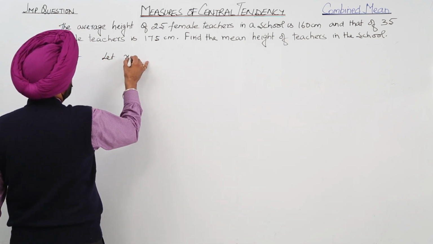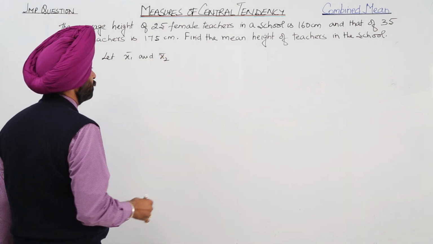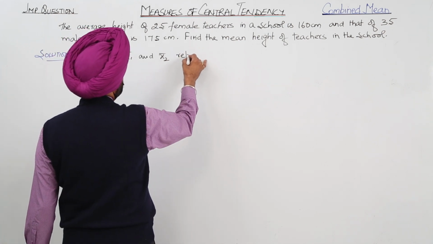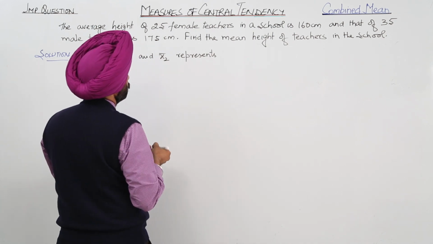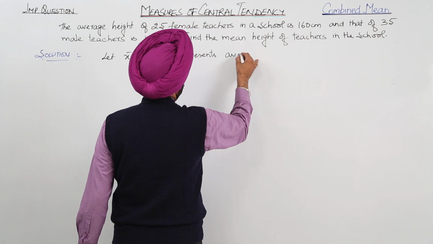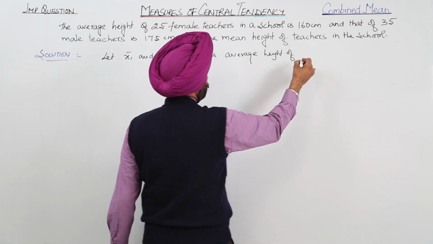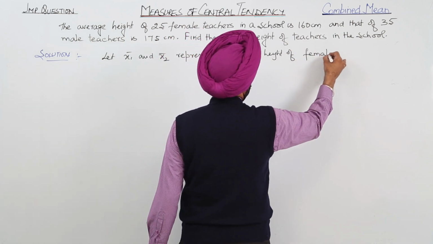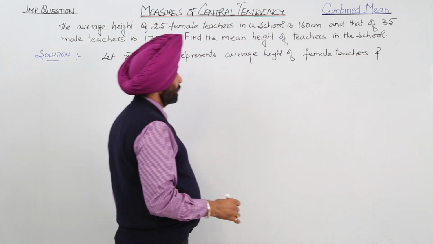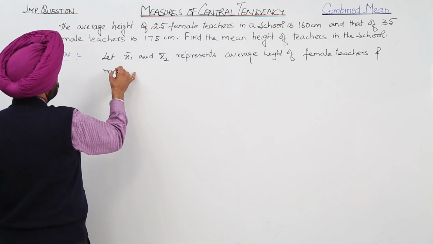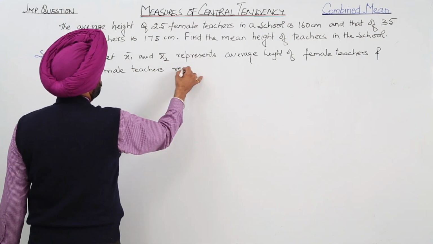Now let x1 mean and x2 mean represent the average height of female teachers and male teachers respectively.